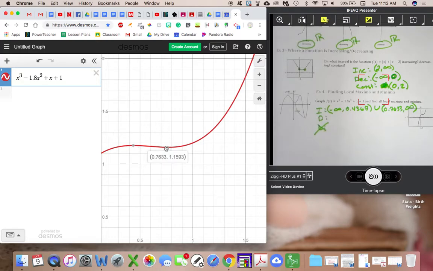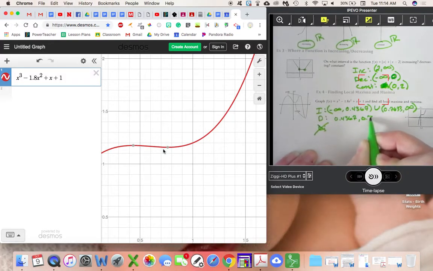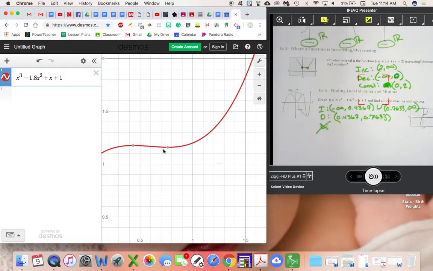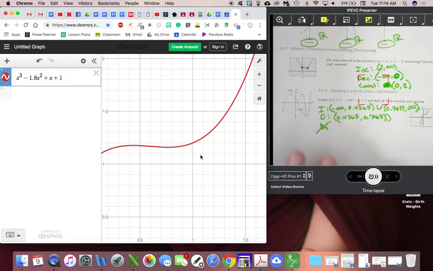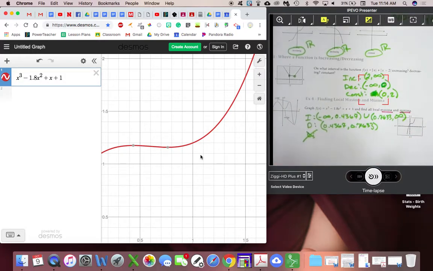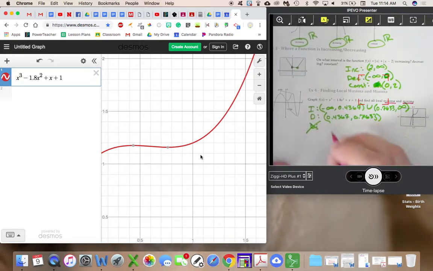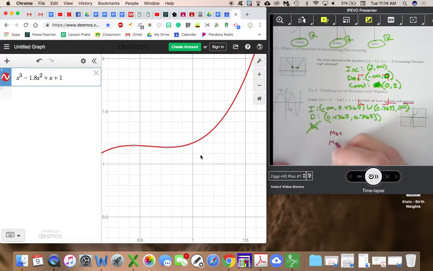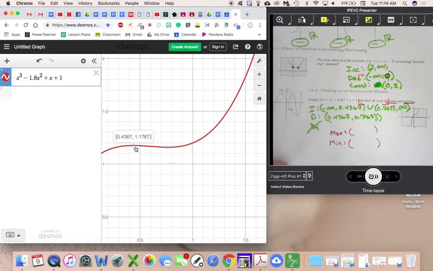Okay, and then the decreasing part is just going to be between those two. So from 0.4367 to 0.7633 and parenthesis. Okay, that's where it's decreasing. Now it actually wanted the maximum and minimum, or they call it local maxima and minima, which is the plural for maximum and minimum. But we really only have one max, right? And we have one min. And I can't remember if your book wants the entire point or not. So we'll give it the entire point.